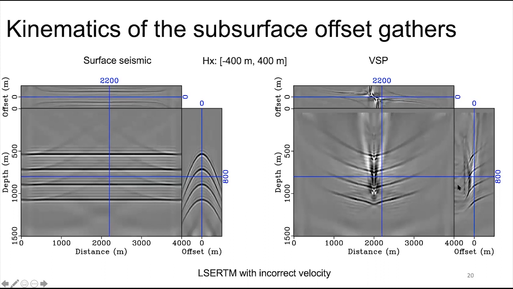We then extract the subsurface offset common image gathers at x equals 2,200 meters. The subsurface offset range is from minus 400 meters to 400 meters, as denoted as hx here. In this case, the subsurface image points are on the right-hand side of the receiver line in the VSP survey. As in the previous case, downward curvature appears in the surface seismic survey because the migration velocity model is slower. However, in the VSP survey, we could not find similar curvature information as in the surface seismic survey.